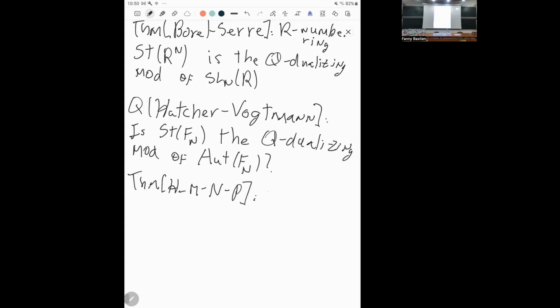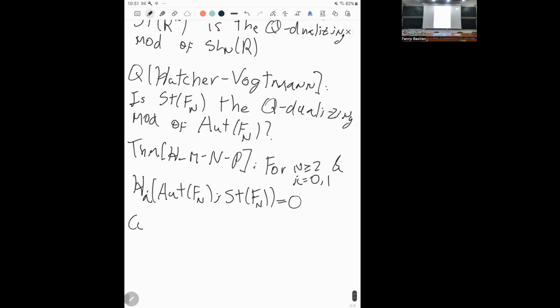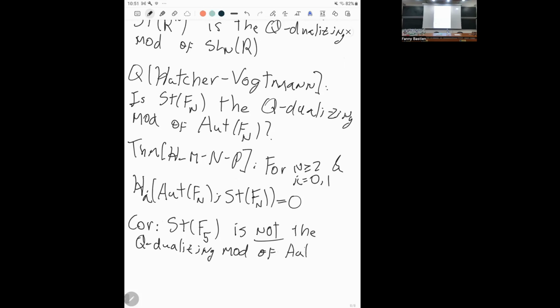We showed that for n at least 2 and i equal to 0 or 1, the homology in degree i of Out(Fn) with coefficients in the Steinberg module of Fn vanishes. As a corollary, we showed that the Steinberg module of F5 is not the rational dualizing module of Out(F5).